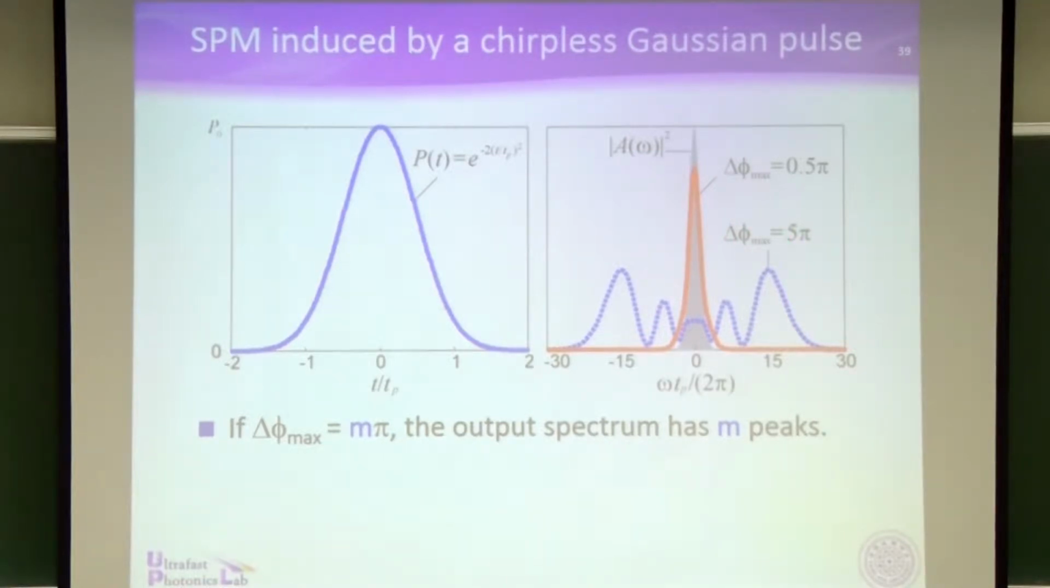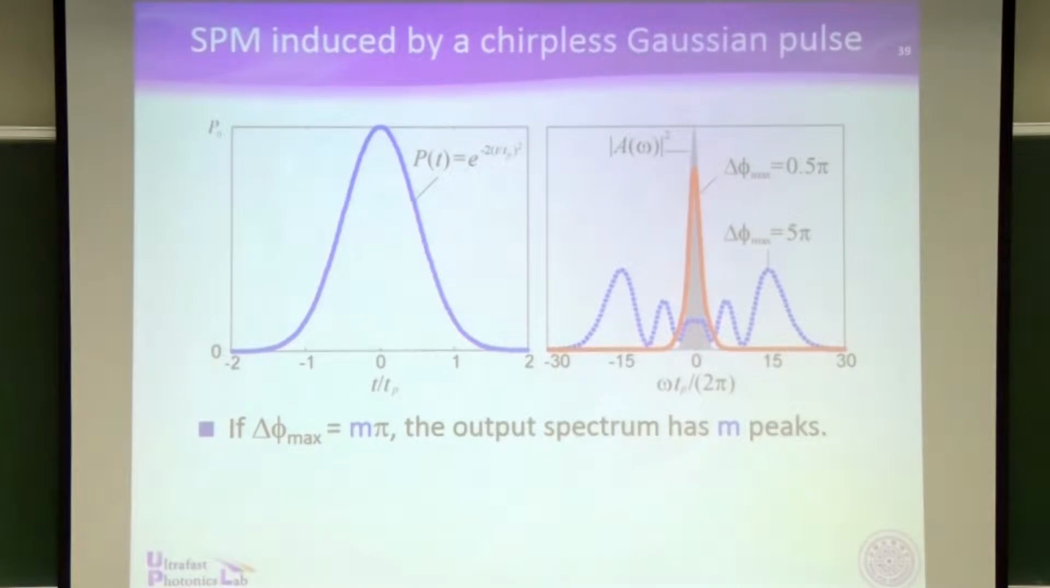Just observe the second example. When delta phi max is 5 pi, so m equals 5, how many peaks from the blue curve in this example? 1, 2, 3, 4, 5. Right? You have 5 peaks, and you can try by yourself. If you increase m to 7 or 10, will you see 7 or 10 peaks from your simulation? I think it's true, roughly true. So this is a very interesting observation.